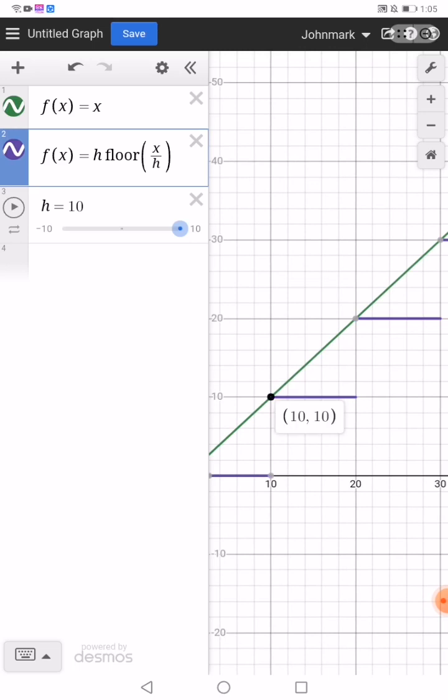Thank you so much. I hope you have learned something, and we'll try to use this to convert any continuous functions or polynomial functions into step functions.